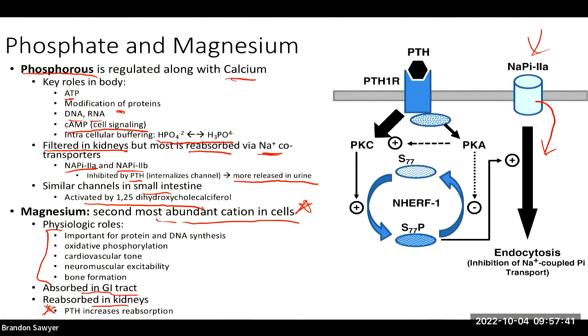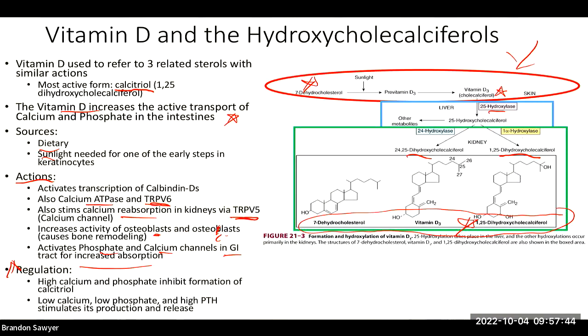Okay, so then the regulation of this hormone here is high calcium and phosphate inhibit the formation of calcitriol. Okay, so that makes sense because this hormone is helping us increase those levels, right? So if we already have high levels of those, then we don't need as much of this. But then low calcium, low phosphate, or high parathyroid hormone stimulates more of the production and release of this hormone. Okay, so think of vitamin D related hormones as something that's helping us increase our blood calcium levels. Okay, questions about any of that?